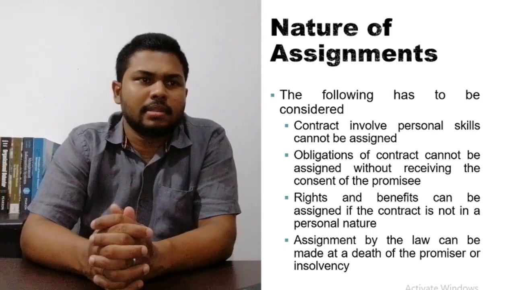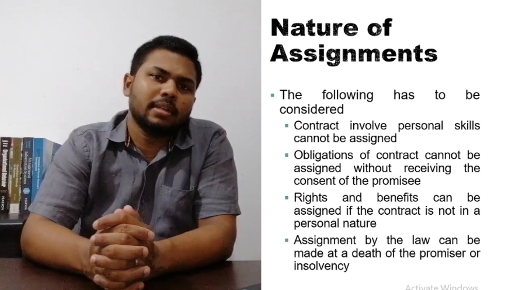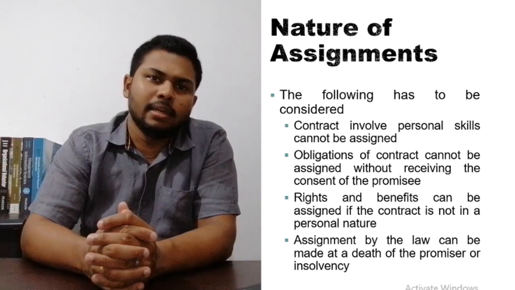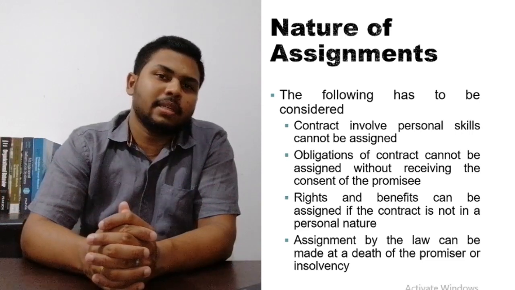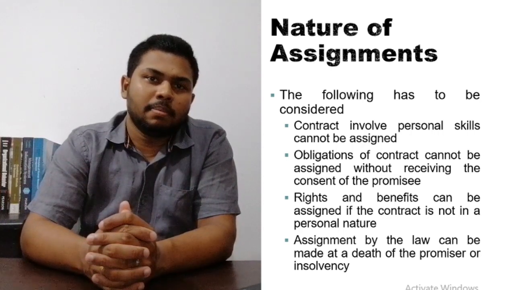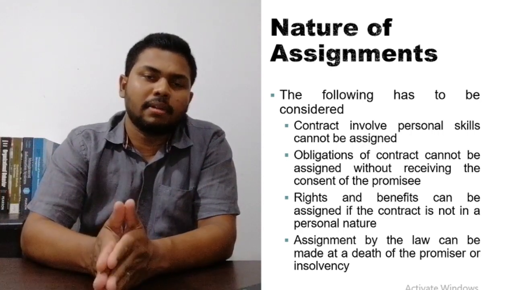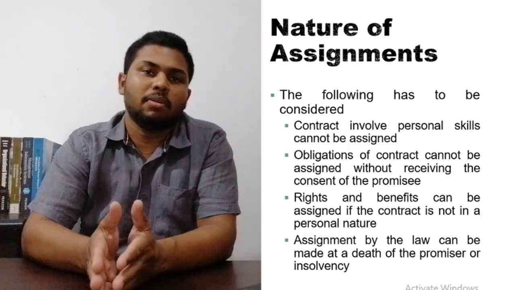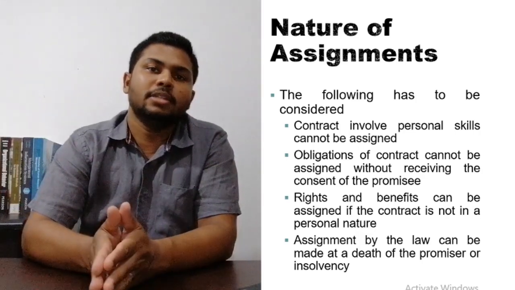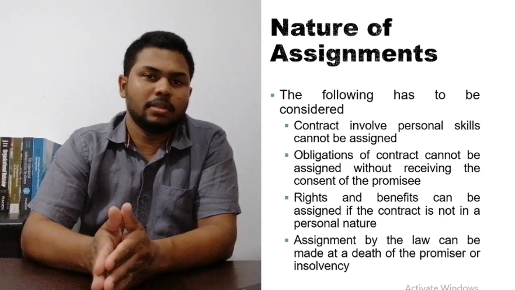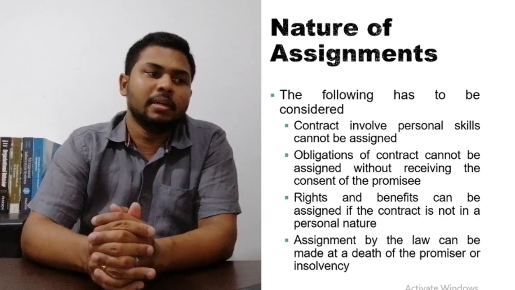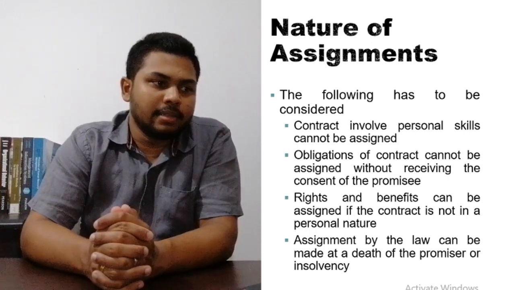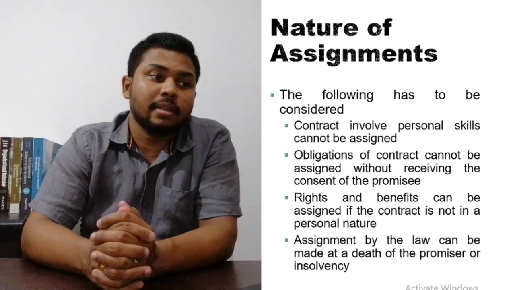You may have seen in some cases of signing agreements of construction contracts, the party who is involved as a construction engineer cannot resign until the project is over, right? Until the project ends, they cannot resign from their positions, even though they may have resigned from their company, it has to be carried out under his observation, right? So that is called the person's skill, right? Then obligations of the contract cannot be assigned without receiving the consent of the promisee.